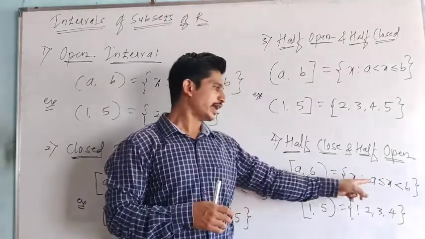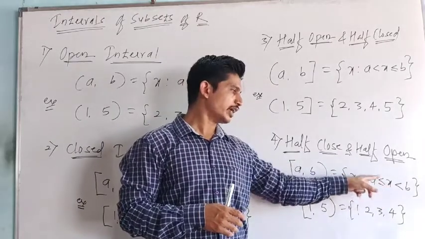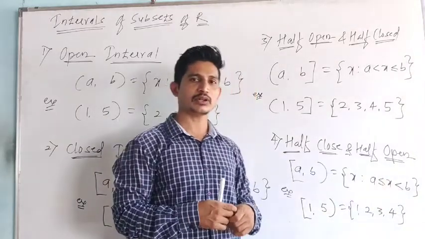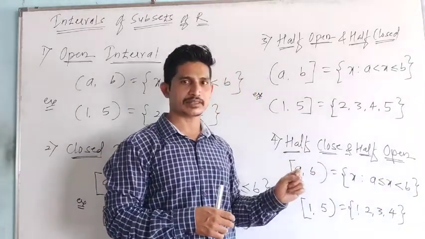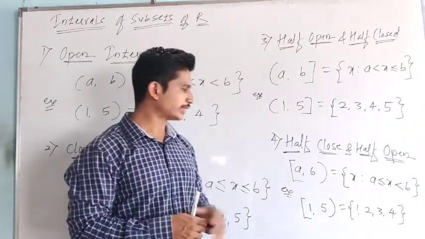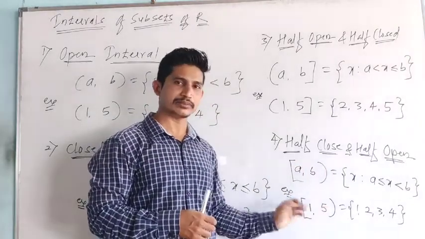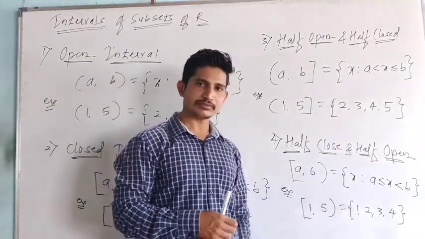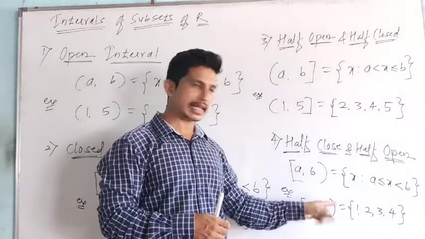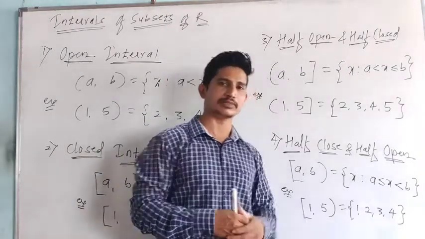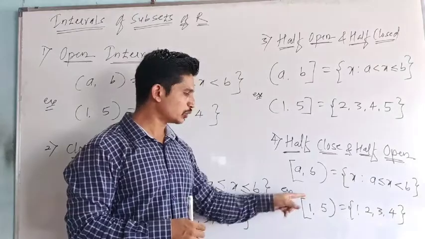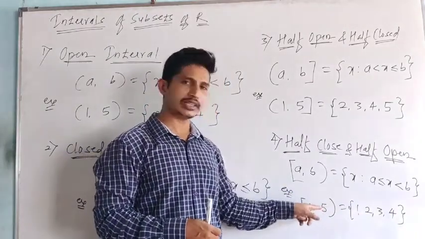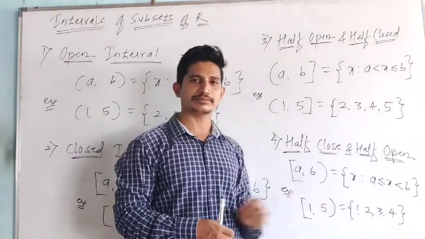So see here, x is a set such that a is less than or equal to x, but x is less than b. Less than means b will not come. Numbers less than b means numbers less than 5 will come. If I take the interval 1 and 5, 1 will come, but 5 will not; less than 5 means 4 will come. Here the closed bracket is there, so the boundary point 1 will come, but the open bracket is there, so 5 will not come.